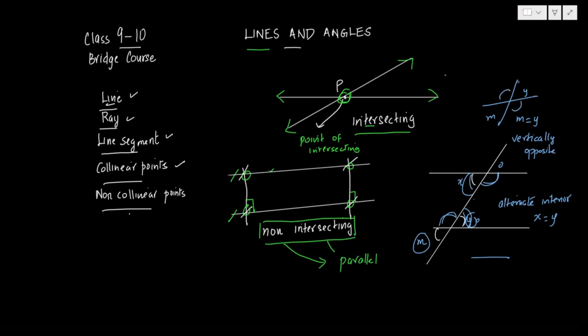Similarly, this angle and this angle are equal to each other, and this and this are equal, this and this are equal, and they're all called vertically opposite angles. Okay, so with parallel lines, you will definitely see a lot of problems, especially related to angles. So corresponding angles, vertically opposite angles, and alternate interior angles. I hope you understand these concepts. Very important.